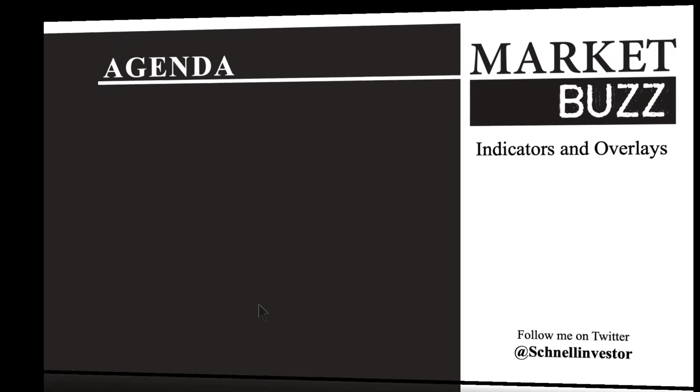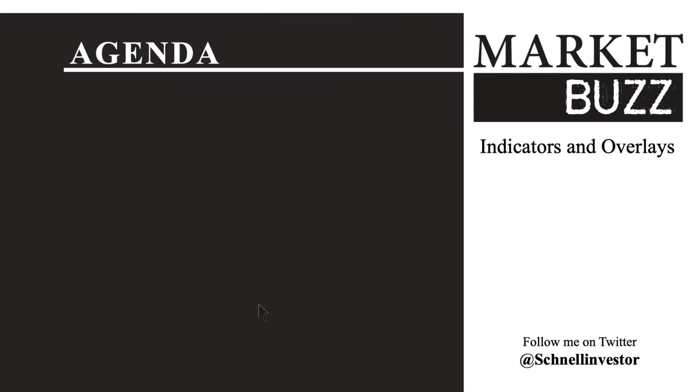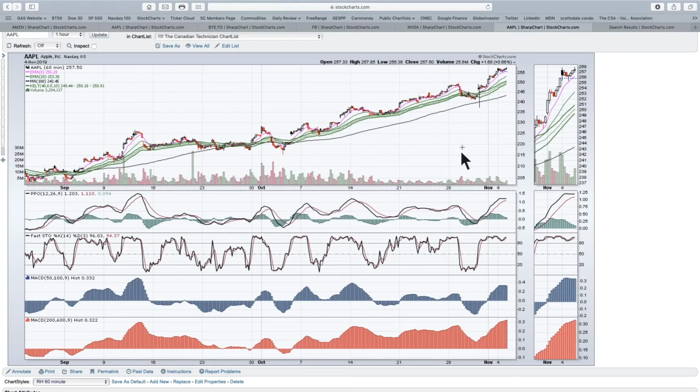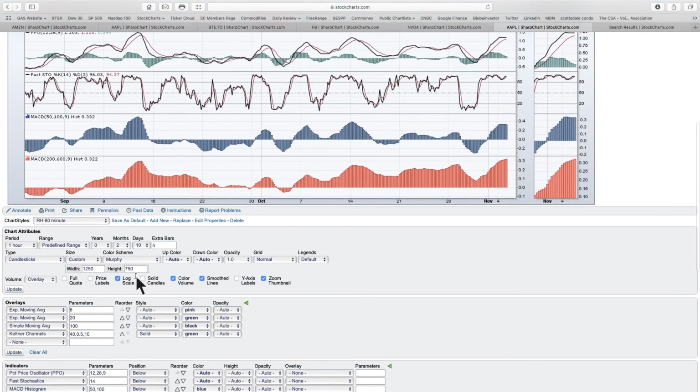Okay, so let's jump on to the third panel here, and I'm just going to quickly speed this up, I hope. Maybe not. So we want to position indicators, and I want to show you specifically how chart size affects indicators, because that's an important thing. Changing the relative size of an indicator panel. Okay, now I want to talk about the height of the charts, and what I want to talk about here is I've set up my charts to be 750, and I mentioned it in the chart attributes video that I'm trying to control the height.